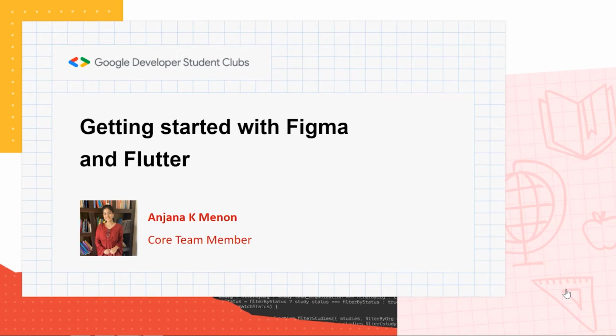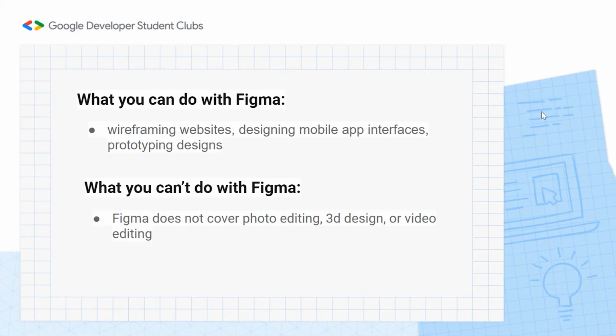Now moving on to the thing that you can't do with Figma. Figma doesn't work like a photo editing tool or a 3D design or even a video editing. So Figma is basically a vector design tool used for wireframing websites, designing apps, or prototyping designs.